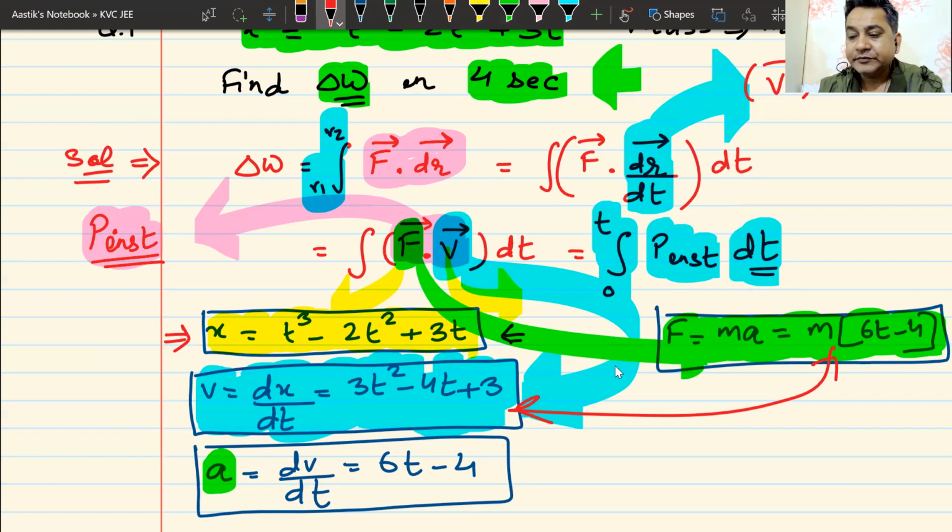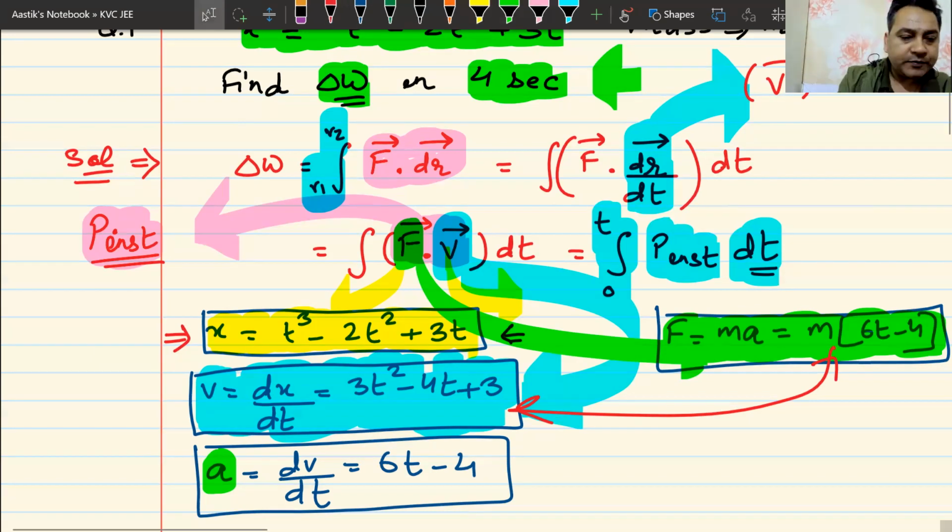Everyone, can I have some raise hand that we have understood this? Girls on the right, boys on the left. Can I give you one more that you can do? Okay, chalo.